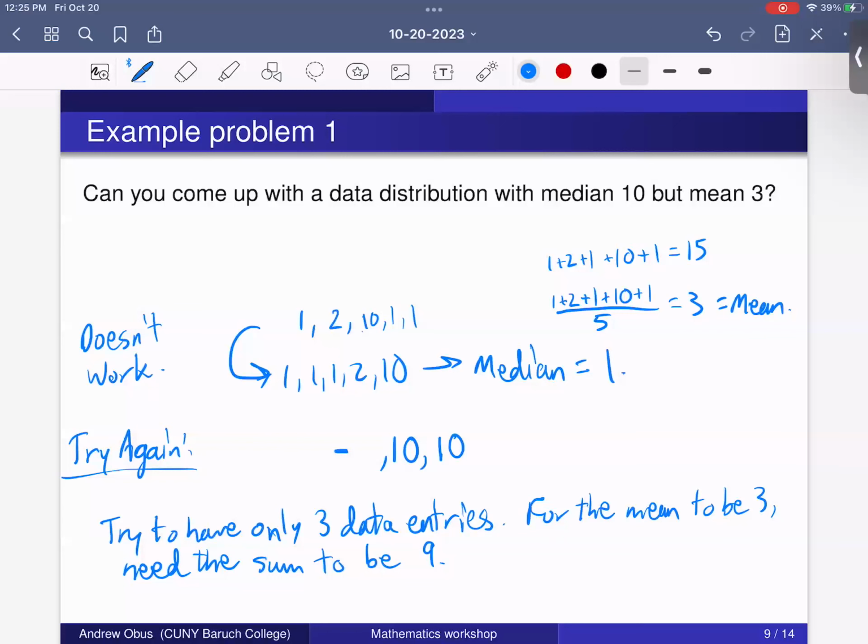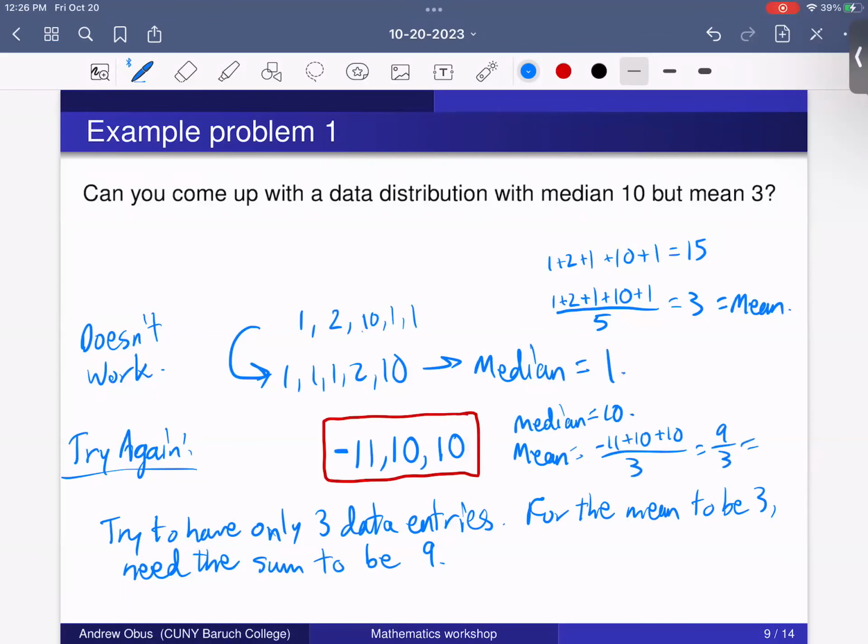Right. Well, if we want another 10 here, what needs to be the first entry? Negative 9. Remember, we need them to all add up to 9. That's not negative 9. Negative 11, right, Ed? So this will work, right? Negative 11, 10, and 10 will work, because the median is equal to 10, the middle entry, and the mean is going to be negative 11 plus 10 plus 10 divided by 3, which is equal to 9 divided by 3, which is 3.